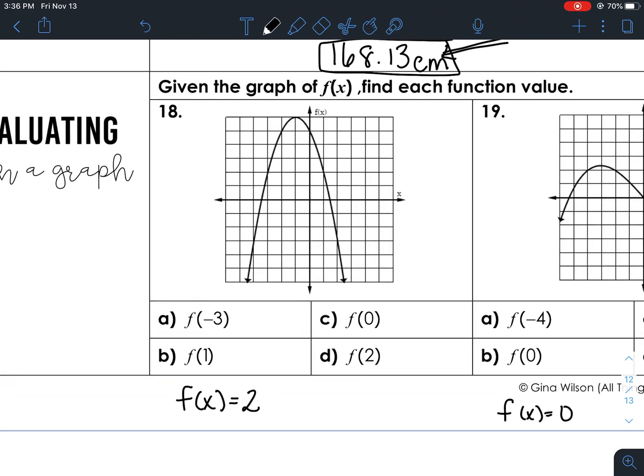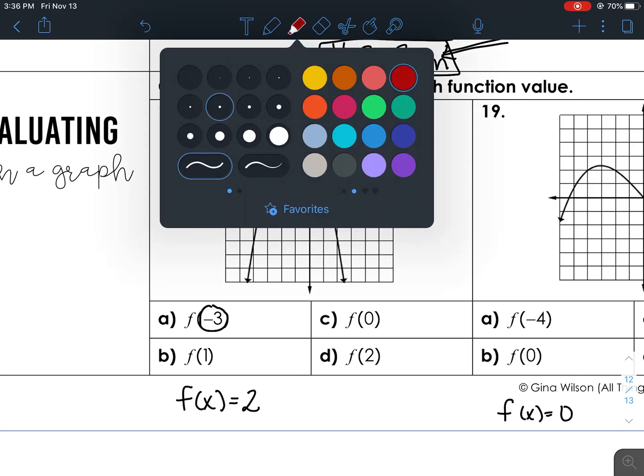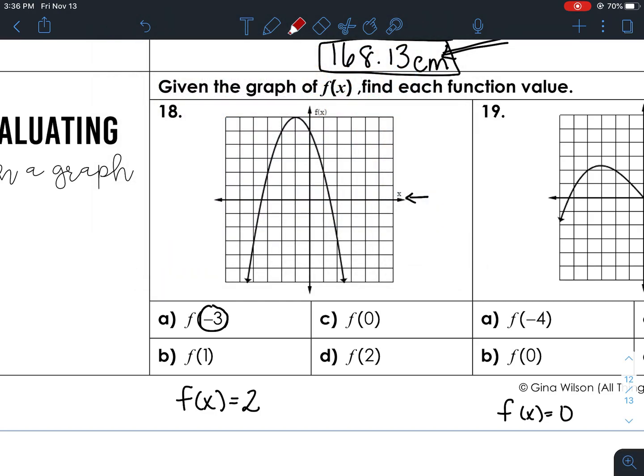So with graphs, again, remember, inside is representing our x. That's our input. This is our x, where we're going to find them. So I'm going to give that a little darker color there. Okay. So f of negative 3, that means I'm going over to negative 3 on my x. And I would like to know, what is my y coordinate when my x is negative 3? Looks to be right about there, which is going to be 2.